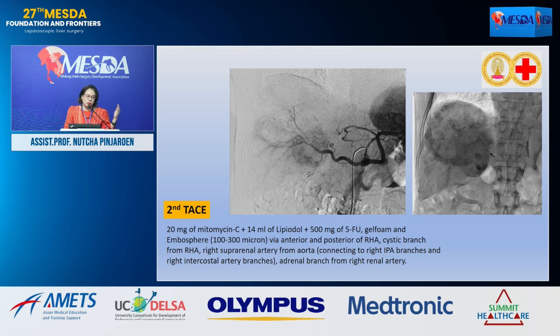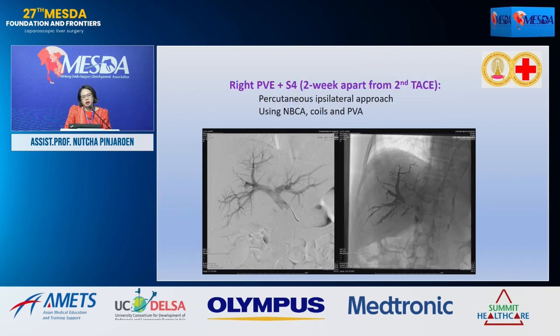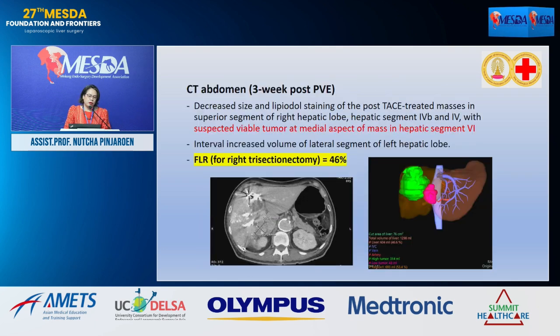4. And then after we complete the embolization of the tumor within 2 sessions of TACE, the surgeon measured the FLR for right hepatectomy at about 40%, but they said they needed more, so they consulted us for PVE plus S4 embolization. And then 2 weeks after the second TACE, we brought the patient to do right portal vein embolization plus S4. And the FLR after PVE was 46%.